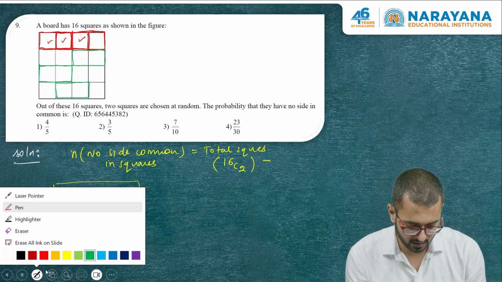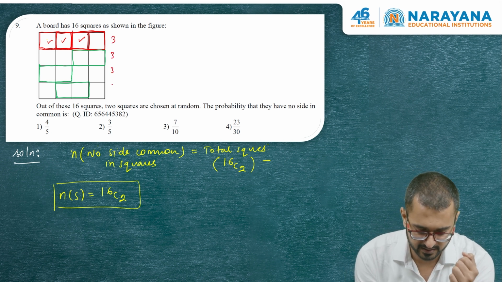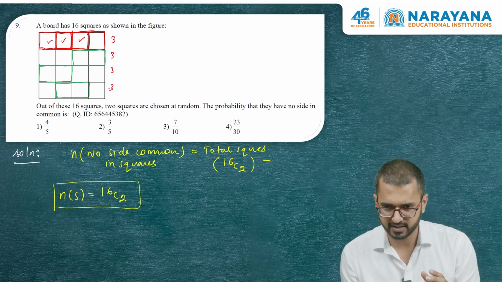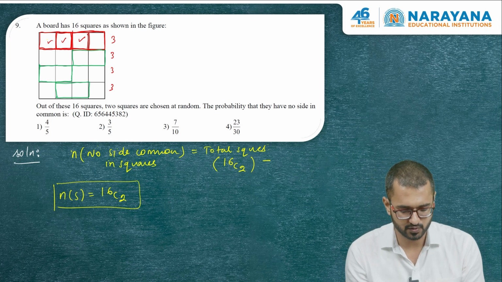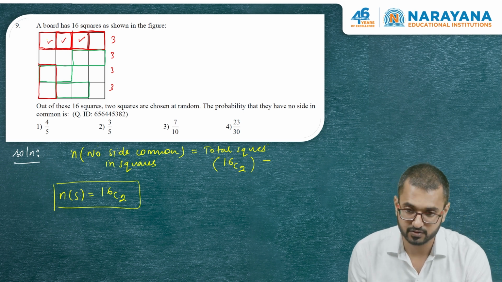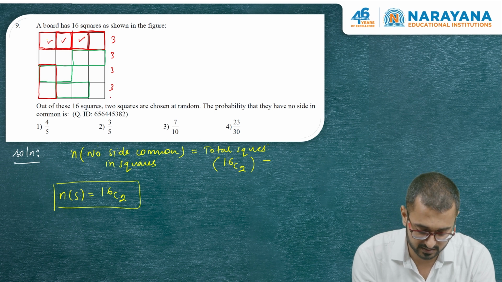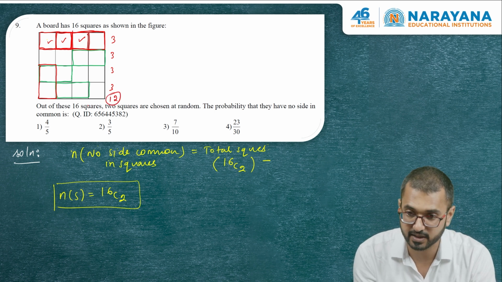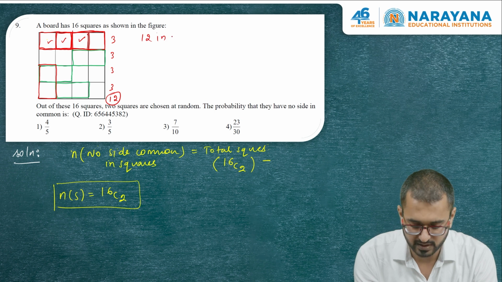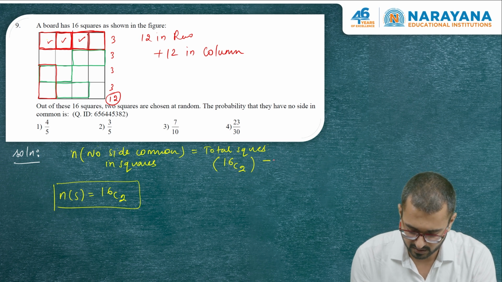So in a row, how many are going to be there total? Here I have 3, here also I have 3, here 3, here 3. That means all three are there among the rows, and similarly we can choose squares in a column also like this. And all these squares are distinct, so there is nothing common. So how many are going to be there total? This is 12 in row and similarly 12 in column. So 12 in row plus 12 in column will give me total 24.